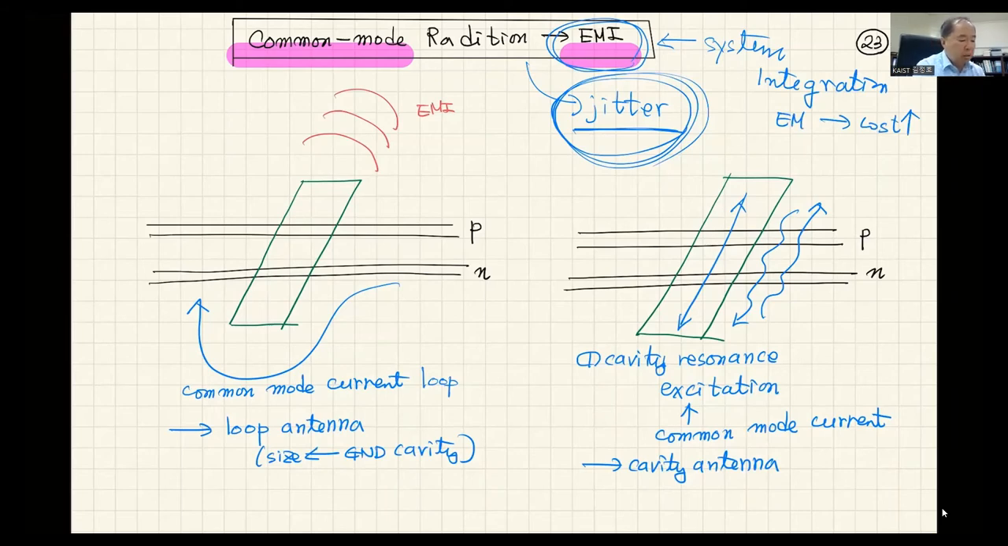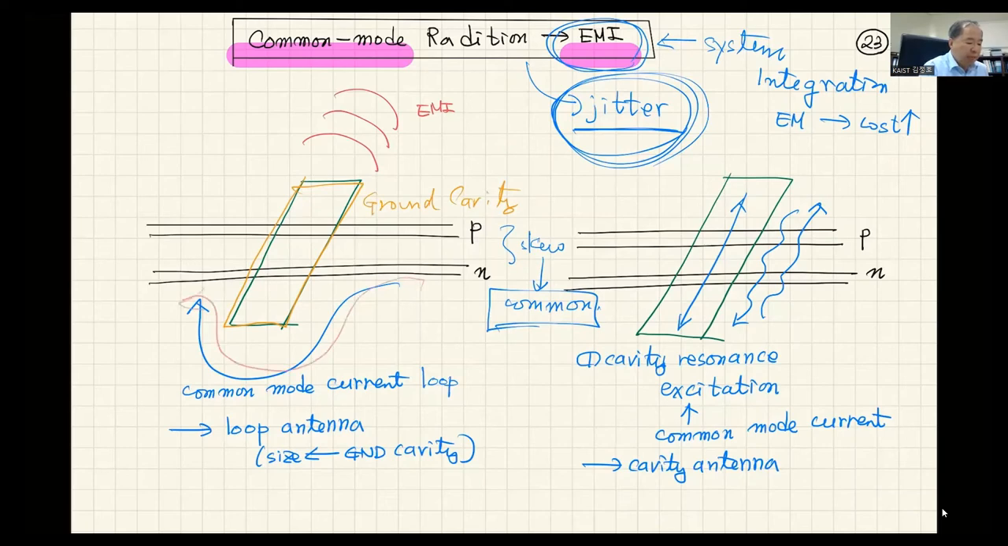Now let's talk about EMI. Let's assume that we have some skew between the P and N line, and we have common mode. And let's assume that in your PCB, you have some ground via, ground cavity. And please remember that this common mode current has to go back to the source through the ground.